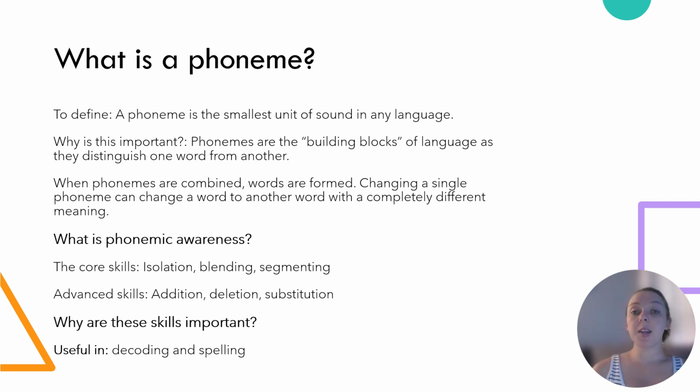So why are these skills important for you to know? These skills are incredibly useful in decoding, which is the ability to spell out words, and spelling. Decoding and spelling are two skills that are incredibly important for reading and writing, as well as building reading fluency.